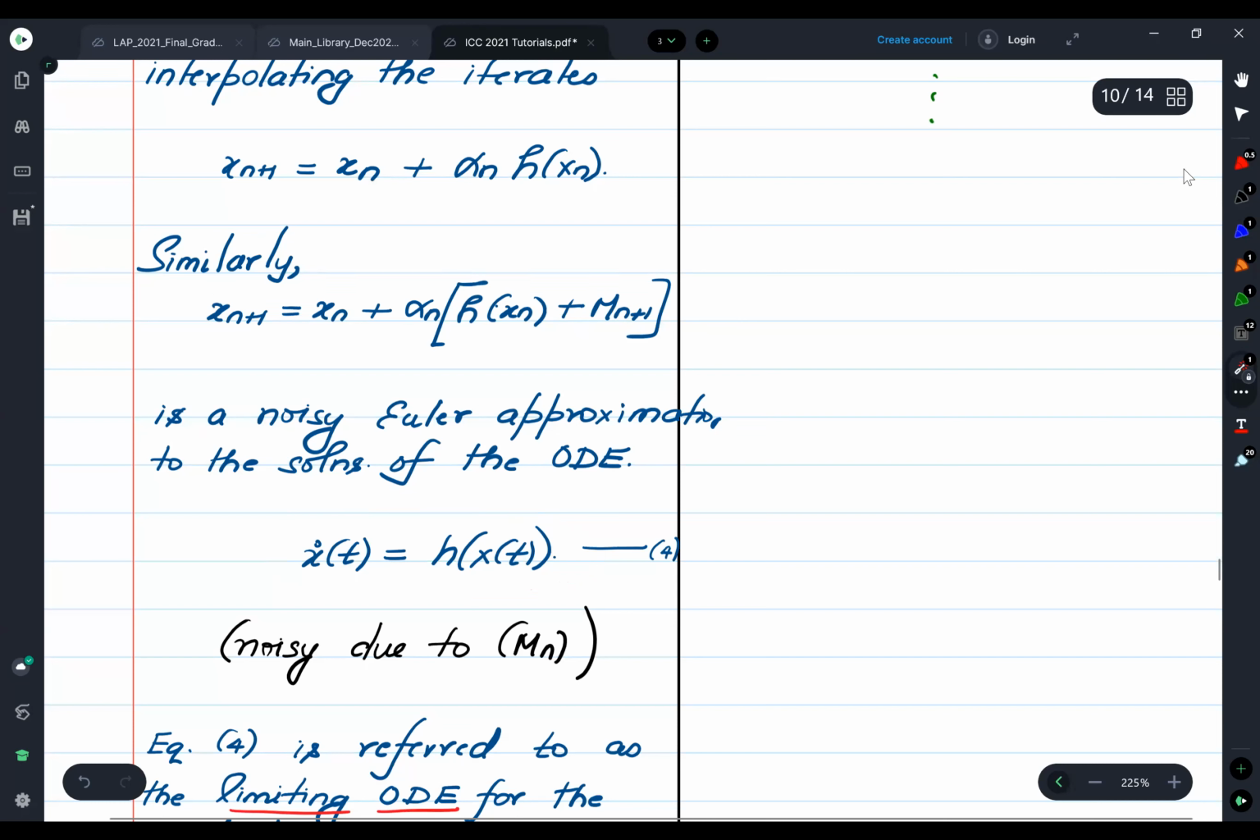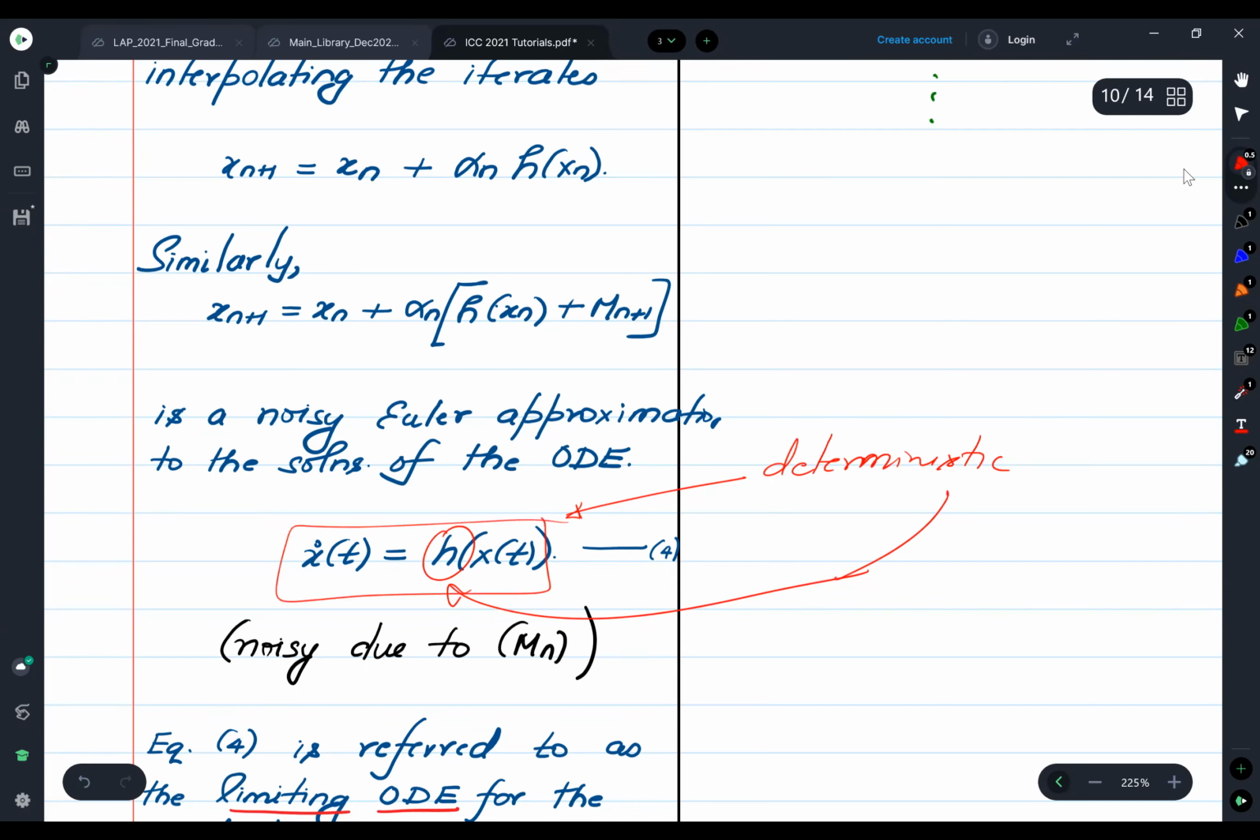This ODE will be referred to as the limiting ODE corresponding to this stochastic approximation algorithm. So let me summarize what we have done. Let's say you have a stochastic approximation algorithm which has the form given over here. Whatever is the h over here, you use that h to construct an ODE. This ODE is deterministic, because this h is deterministic. Its solution trajectories will be deterministic.